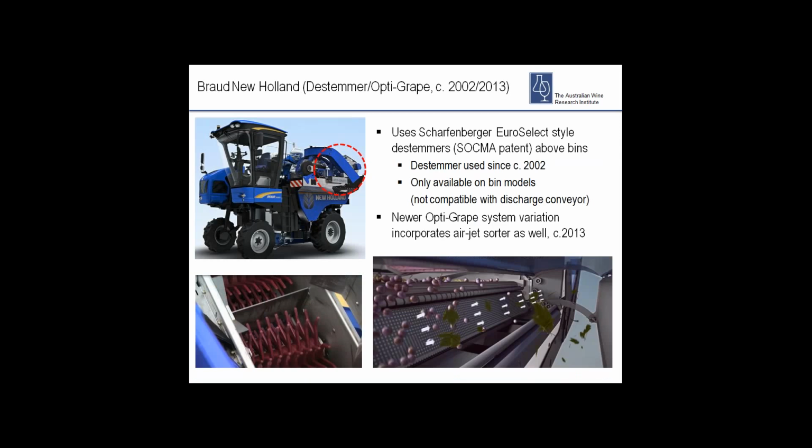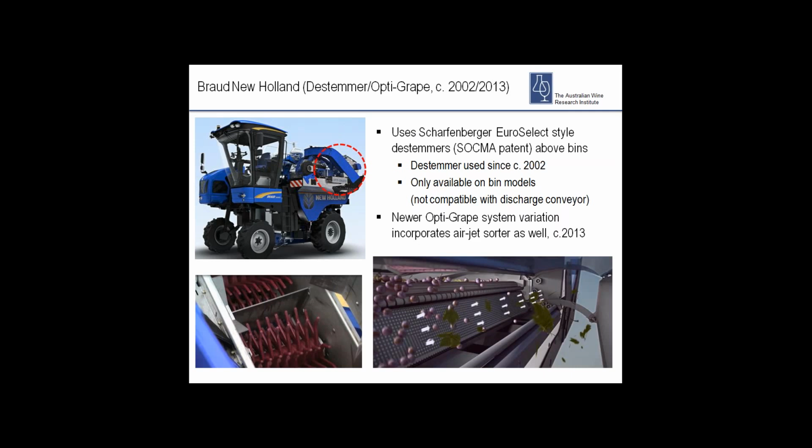With regards to more explicit destemming, from what I can see, rotary destemmers have been trialled on harvesters since at least the late 1980s, but it seems like it was only in the 2000s, with the advent of some of the new styles of destemmers that I've mentioned, that on-harvester destemmers gained major commercial uptake in some regions of the world.